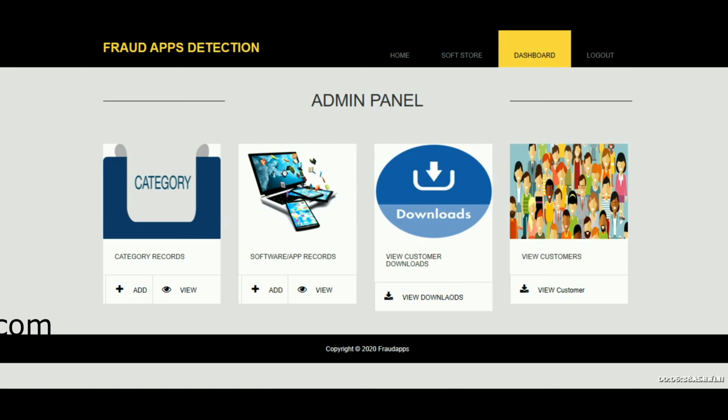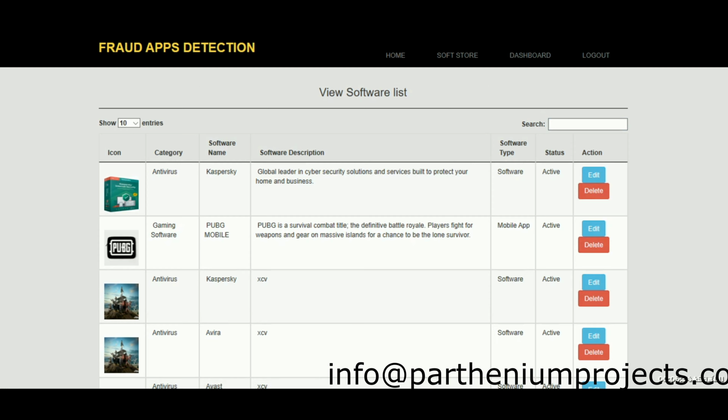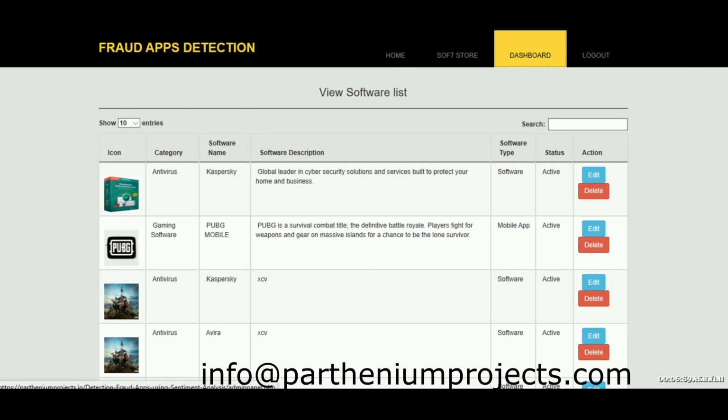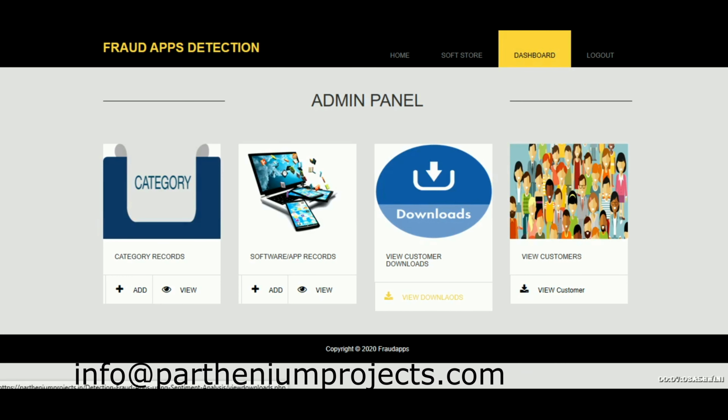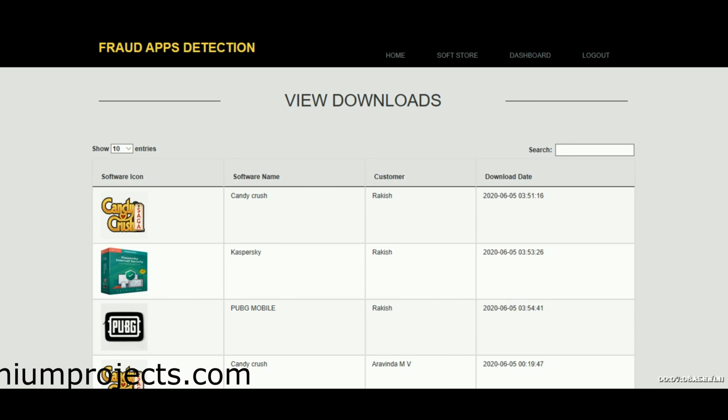Next, you can view the different software present in your database. So here you can see the icon, category, software name, description of the software, type, whether it is active or not, you can see it here. If you want to change anything, you can change. This is about viewing the list of software that is present in the database. So next is downloads. Here you can see the viewers of download. So here you can see which software has been downloaded by which customer and the date and time of the download. So here you can see the view downloads.